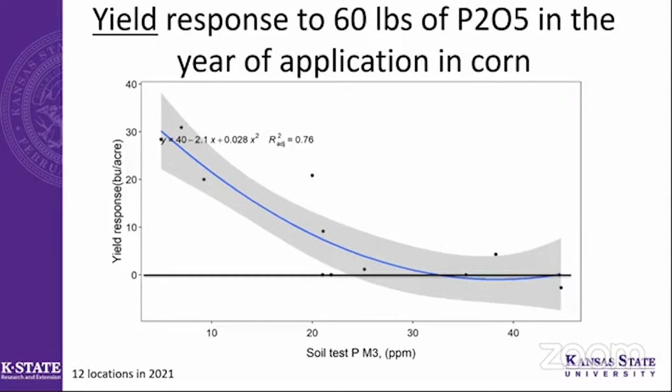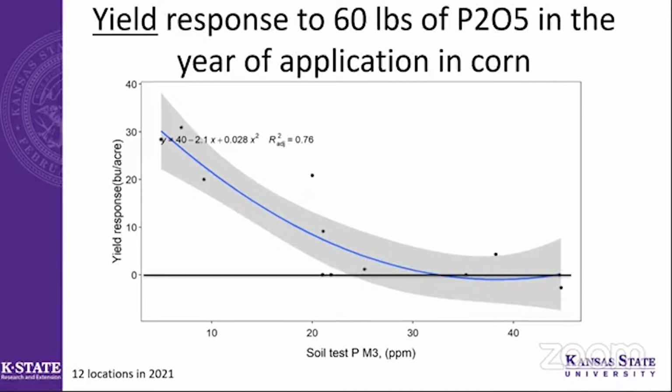So the other question, and I mentioned starter fertilizers earlier: what about starter fertilizers? Is it going to pay to use starter fertilizer, even if you are a little bit on the high side for phosphorus? I use the same data, the same 12 locations from last year, with a range of soil test P. What I have here is yield response in bushels. Obviously at lower soil test P, you're getting pretty good yield response, over 30 bushels easily in some cases.